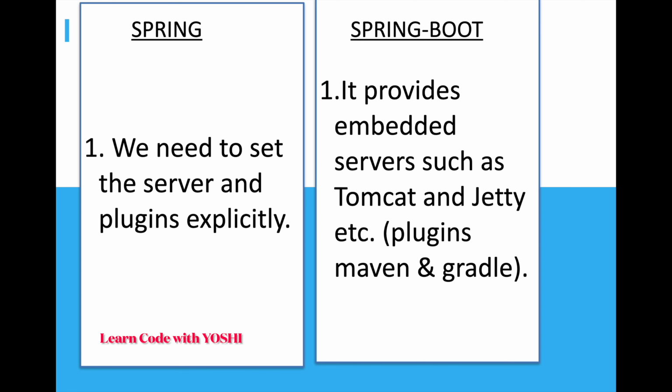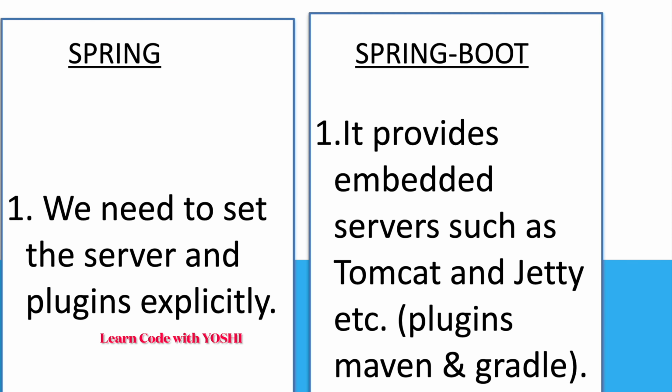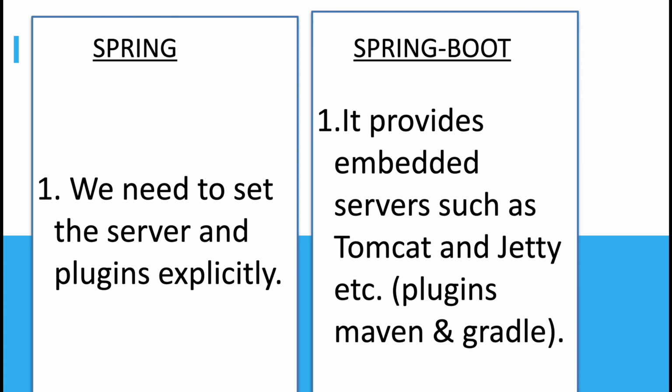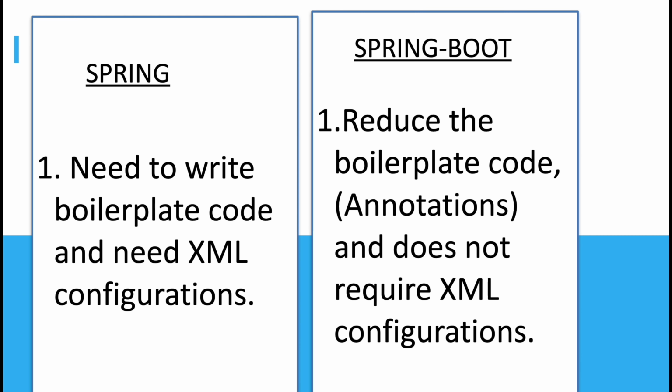The third difference I can say here is we need to set the configurations for the server, and also we need to add the plugins explicitly for the Spring framework. Whereas Spring Boot provides embedded servers such as Tomcat and Jetty, and also it has plugins set up like Maven and Gradle. No need to add those plugins. But in Spring, we need to add those configurations. So if you want to run the same application in Spring Boot, it takes much less time because there is no need to add any configurations, right?